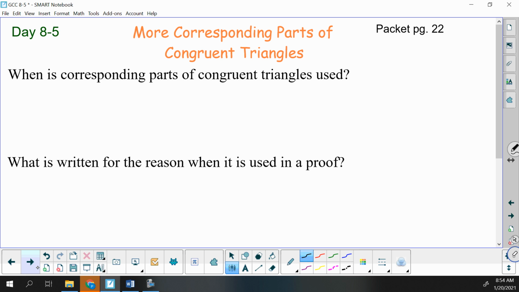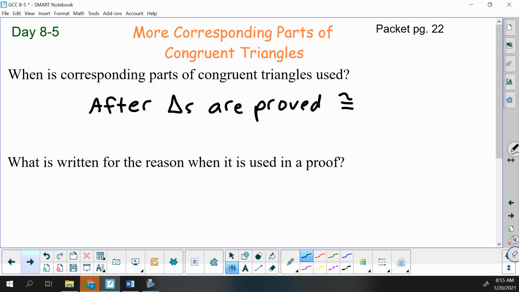All right, we will start on page 22 today. We're going to look at a little bit more challenging corresponding parts of congruent triangles problems. So when do you use corresponding parts of congruent triangles? You cannot use it until after the triangles are proved congruent. So that means after you've done side, angle, angle, angle, side, side. After you've done those, that's when you can then use your congruent triangles implies congruent corresponding parts.